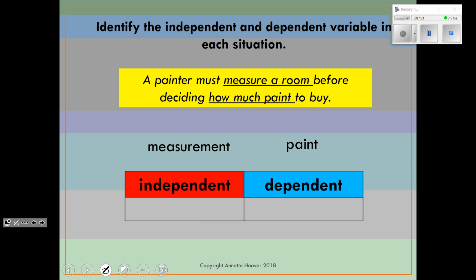A painter must measure a room before deciding on how much paint to buy. Is the measurement dependent on the amount of paint, or is the amount of paint dependent on the measurement? The amount of paint is dependent on the measurement.